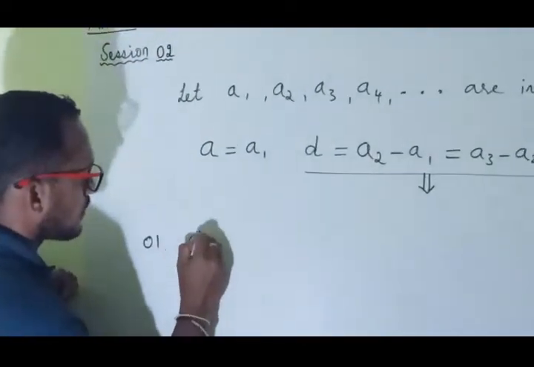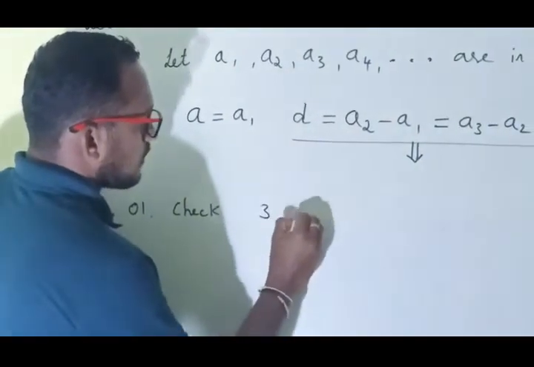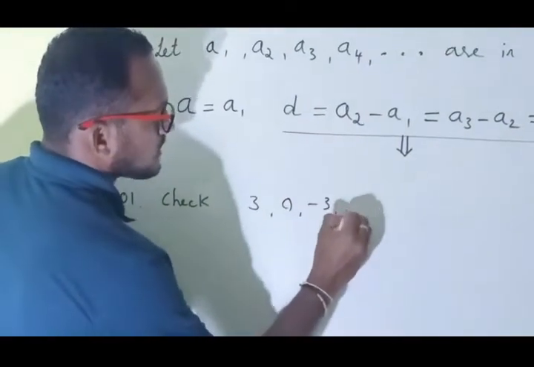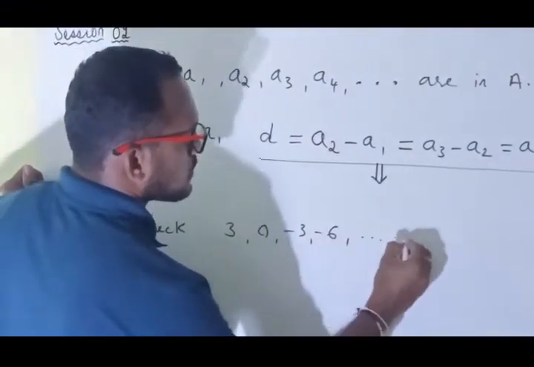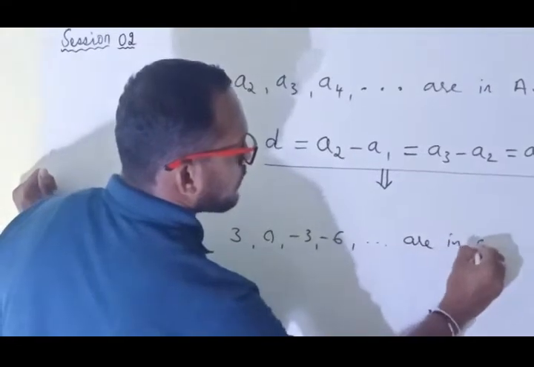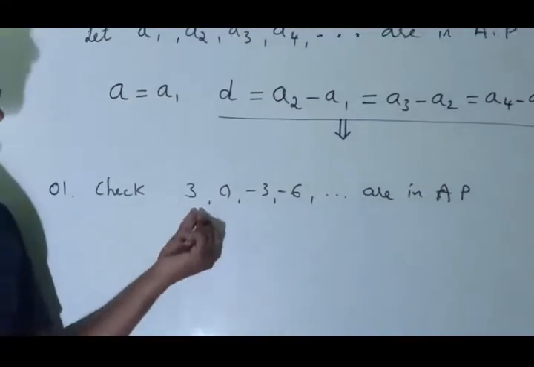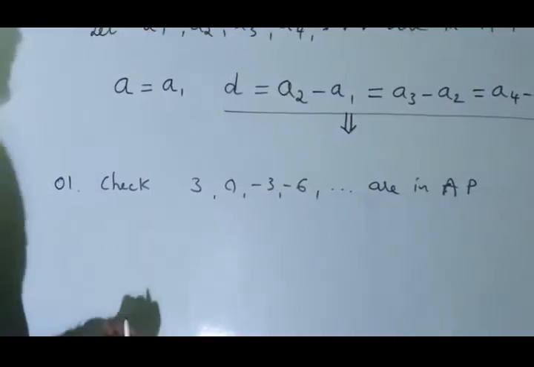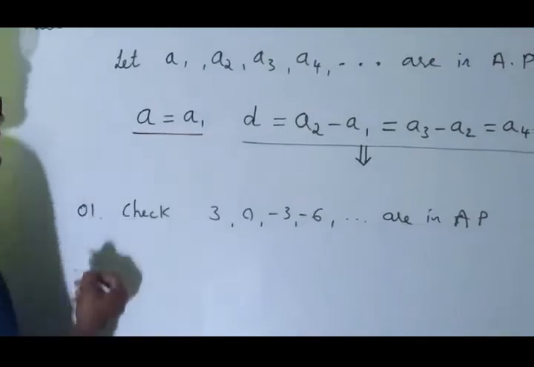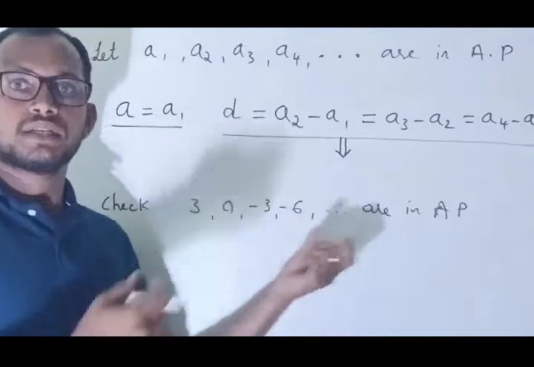So let me take an example. Question number 1, check 3, 0, minus 3, 6, minus 6, etc. are in AP. So this is a question. Now I need to check whether this sequence is in AP or not. Now how to find it? You won't need the first term, but you have to find the common difference to check whether it's an AP or not.